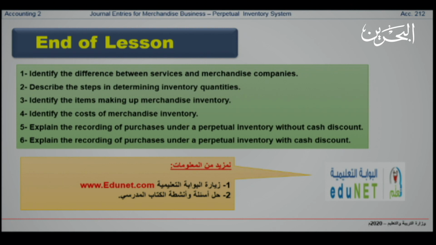By that, my dear student, we end our lesson. Now, you should be able to identify the difference between the service and merchandise company, describe the steps in determining inventory quantity, identify the items making up merchandise inventory, identify the cost of merchandise inventory, explain the recording of purchases under a perpetual system with cash discount, and finally, explain the recording of purchases under a perpetual inventory system with a cash discount.